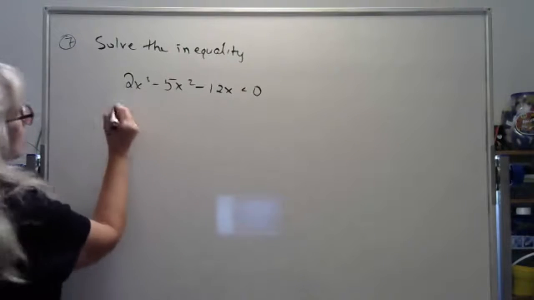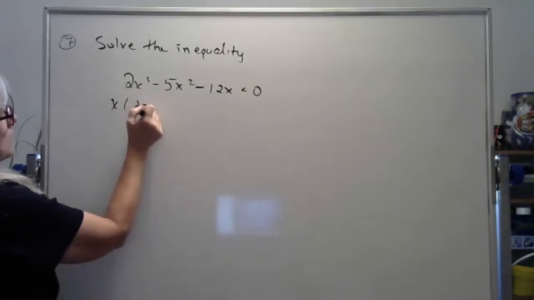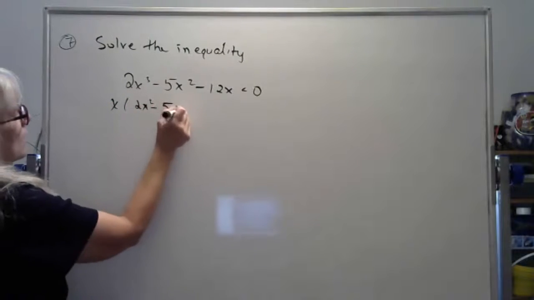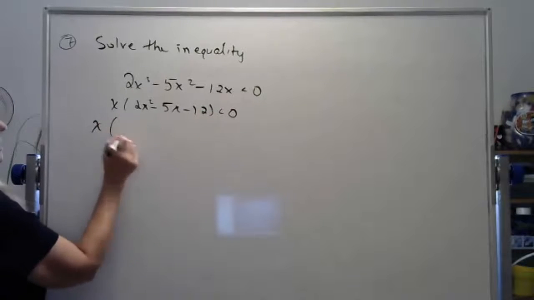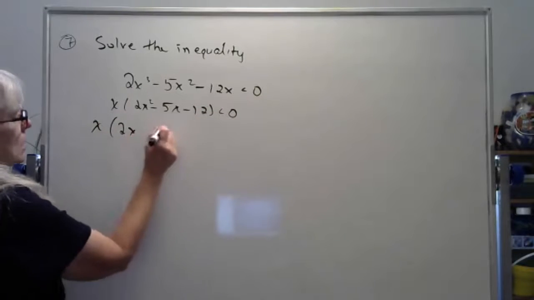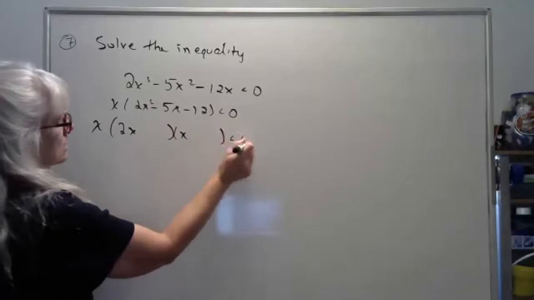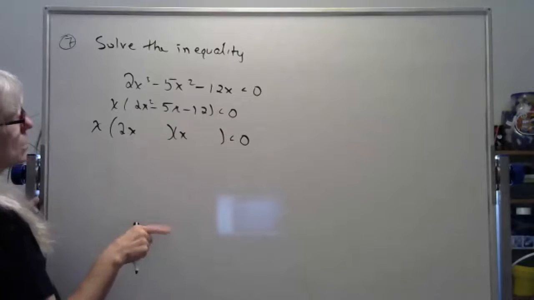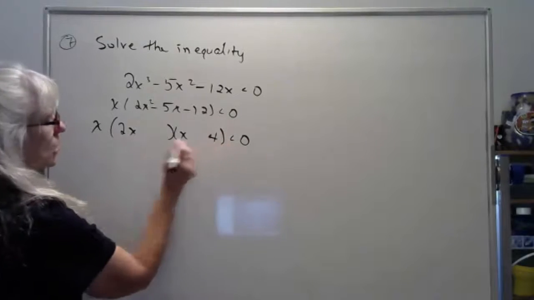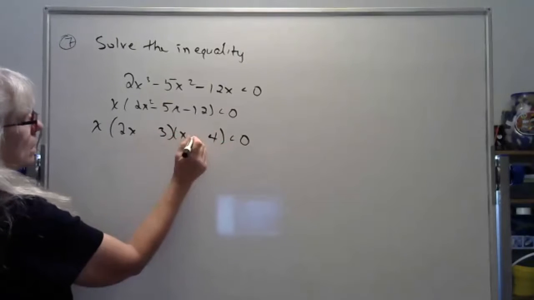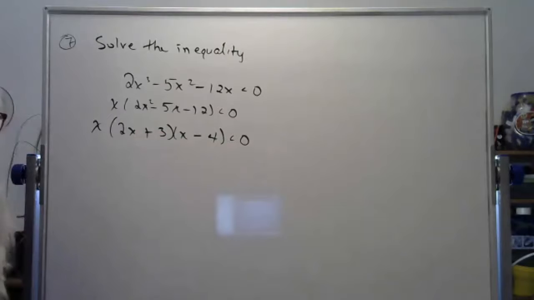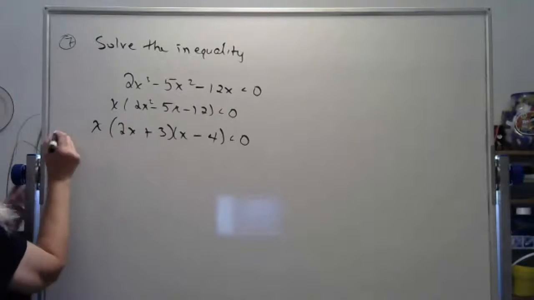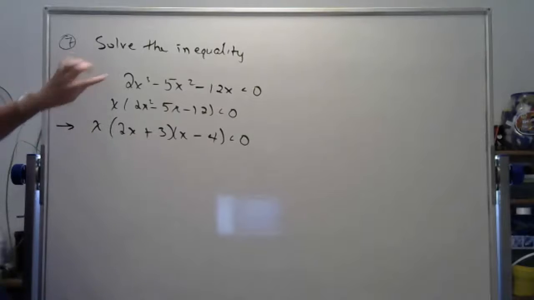Okay, well, the first thing I can do is pull out an x. That's going to leave me with 2x squared minus 5x minus 12. And then we'll factor that trinomial that's sitting on the inside. So let's see, I get a 2x and an x. Factors of 24 that subtract to 5 are 8 and 3. So I'm going to put the 4 there, the 3 there. That's going to be the negative, that's the positive. Oops, sorry. So I have x times 2x plus 3 times x minus 4 is less than 0. Again, on the exam, you're going to start here. You're not going to have to look at it from this point of view.